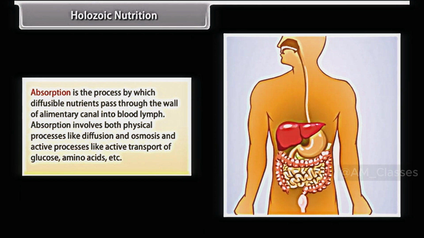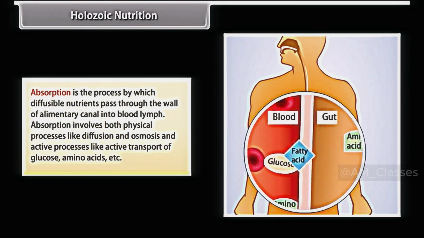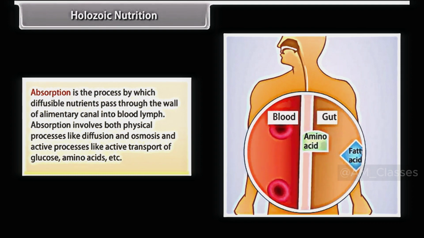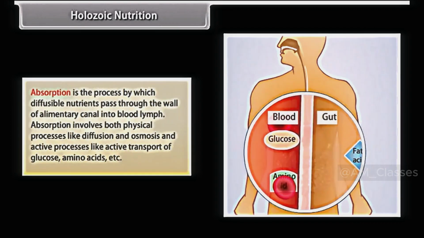Absorption is the process by which diffusible nutrients pass through the wall of the alimentary canal into blood and lymph. Absorption involves both physical processes like diffusion and osmosis and active processes like active transport of glucose, amino acids, etc.